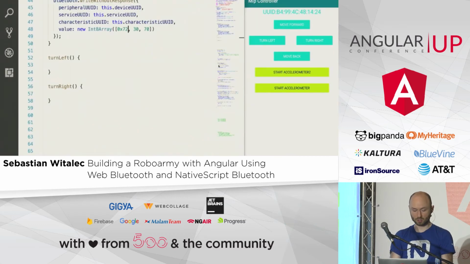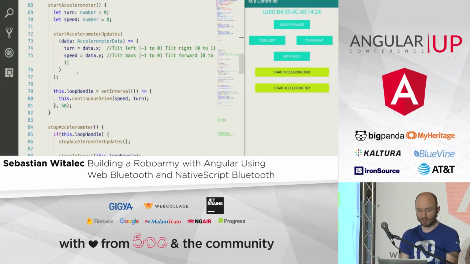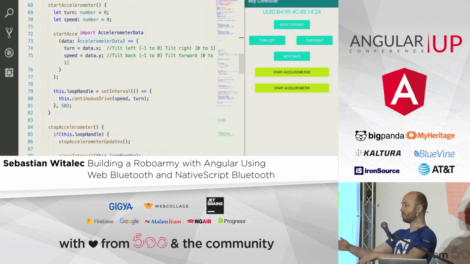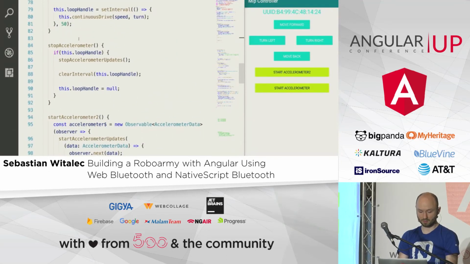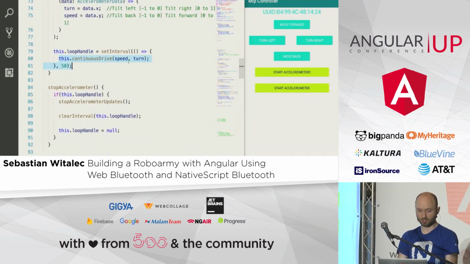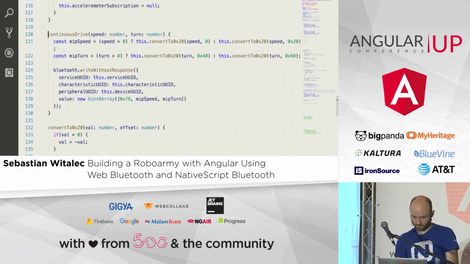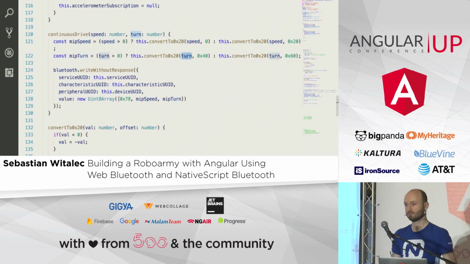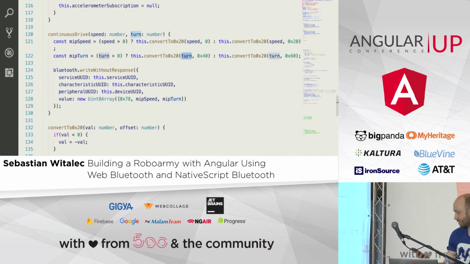So I already have the code, so I'll just show you very quickly. So I'm using the accelerometer on my phone, which basically reads the X and Y position of my phone, and at the same time I'm translating this and sending it to the robot. So every time in a loop, I'm just calling this continuous drive function. So let's go to that function. So this one basically I'm converting the speed and the turn to values between 0 and 0x20, etc. So you don't need to actually see it anymore.